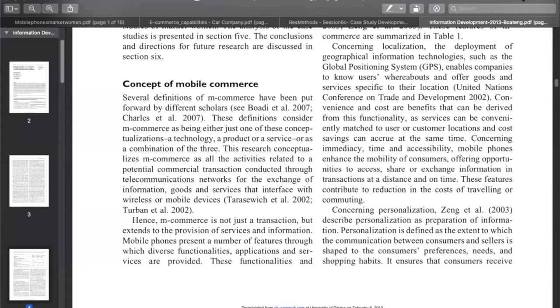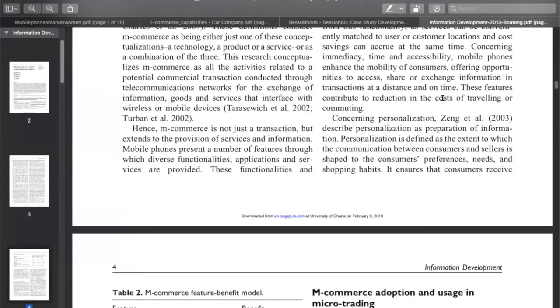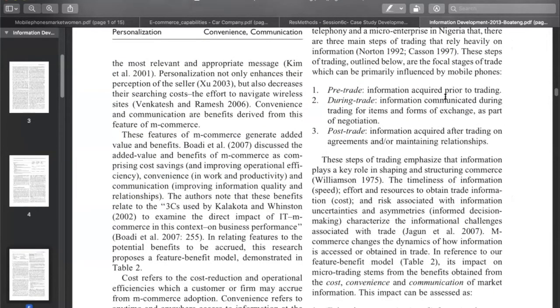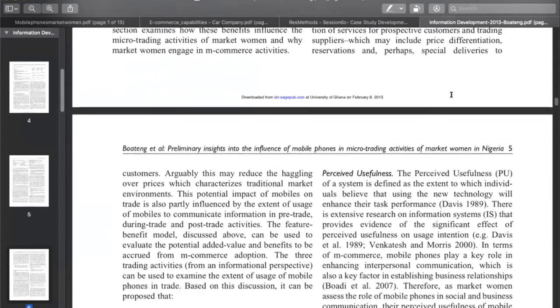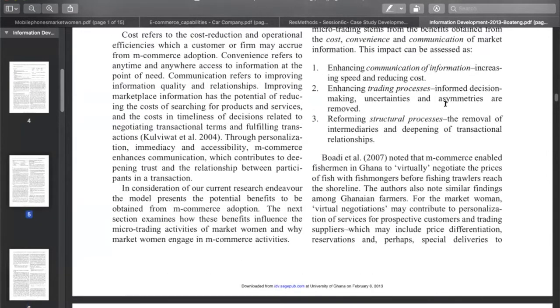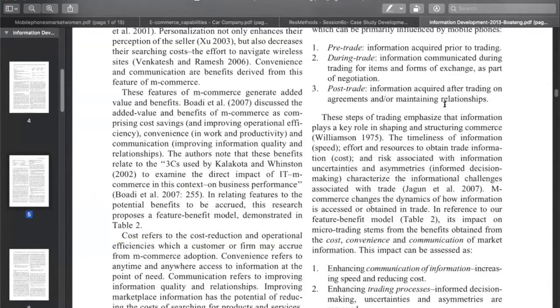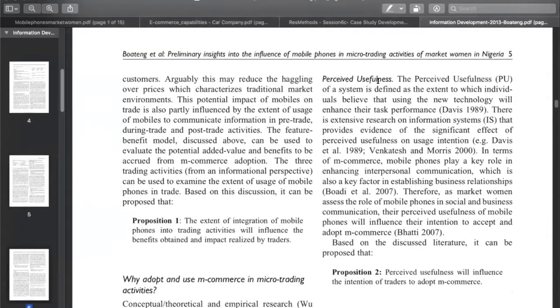We conceptualized that in this particular paper we wanted to understand a number of things concerning how women use mobile phones to trade. So one of the variables that we had in it, if you look at it, is perceived usefulness. For perceived usefulness, we're using the technology acceptance model, which is a modified formation of it. Perceived usefulness of a system is defined as the extent to which individuals believe that the new technology will enhance their task performance.